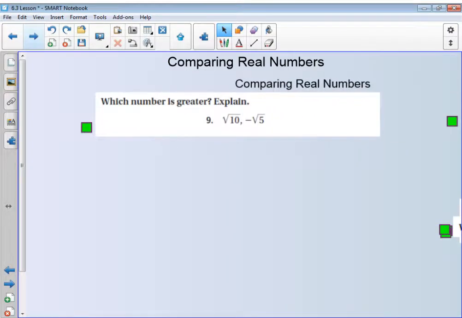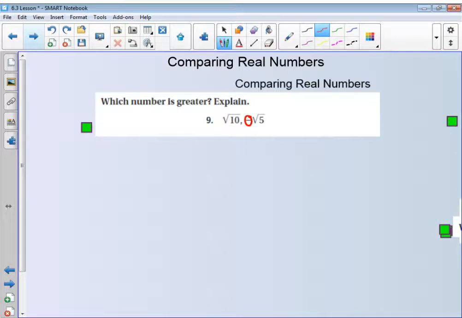Okay, so comparing again, which number is greater, the square root of 10 versus the negative square root of 5? Here they're giving us two square roots that are not perfect. The first thing I notice is there's a negative in front of this one. I don't even have to convert these into decimals or approximate them.